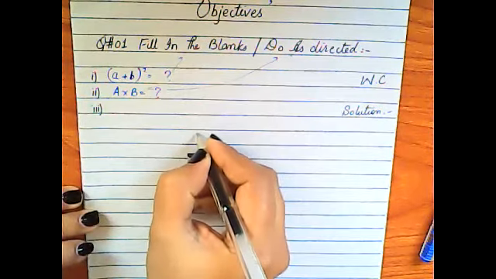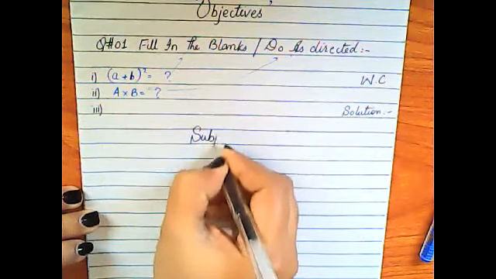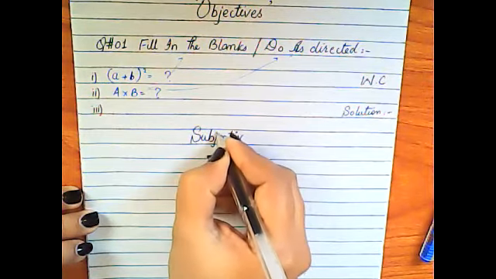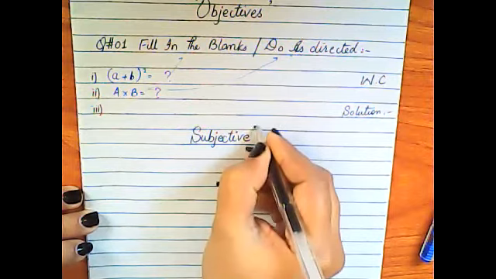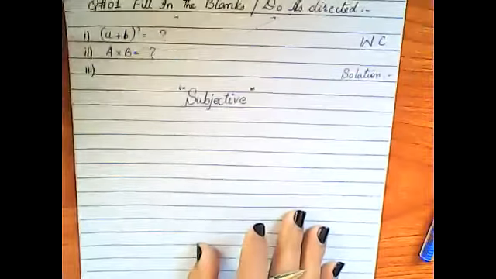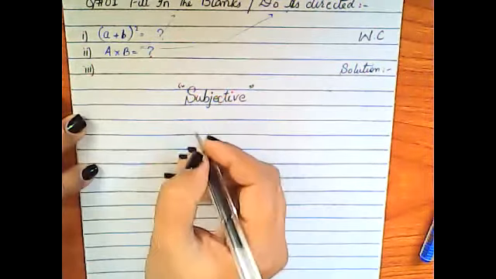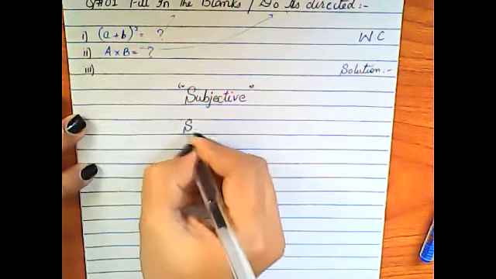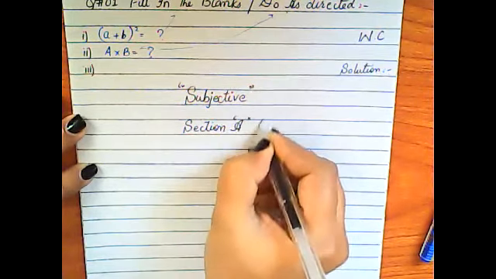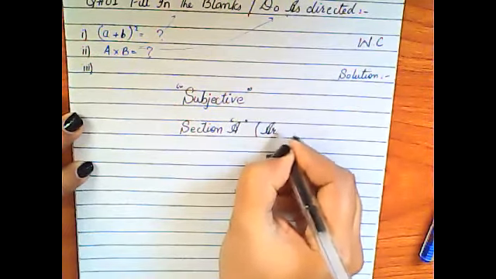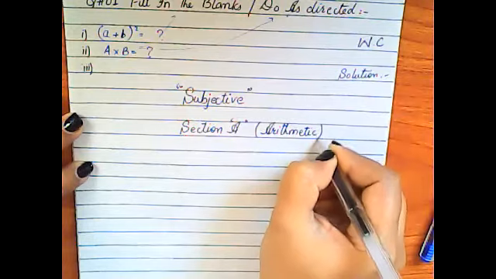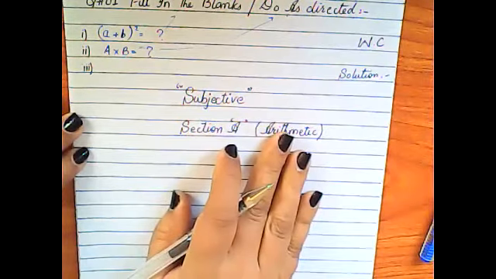For this, you will write down the heading of subjective. Please keep this in your mind: objective and subjective portions will be done in separate copies. Now, when you are going to attempt the subjective, first you will write down the heading of subjective. After that, if you look in the paper, you have a heading of section A. In section A we will ask questions from your arithmetic section only. Section A belongs to the arithmetic section.